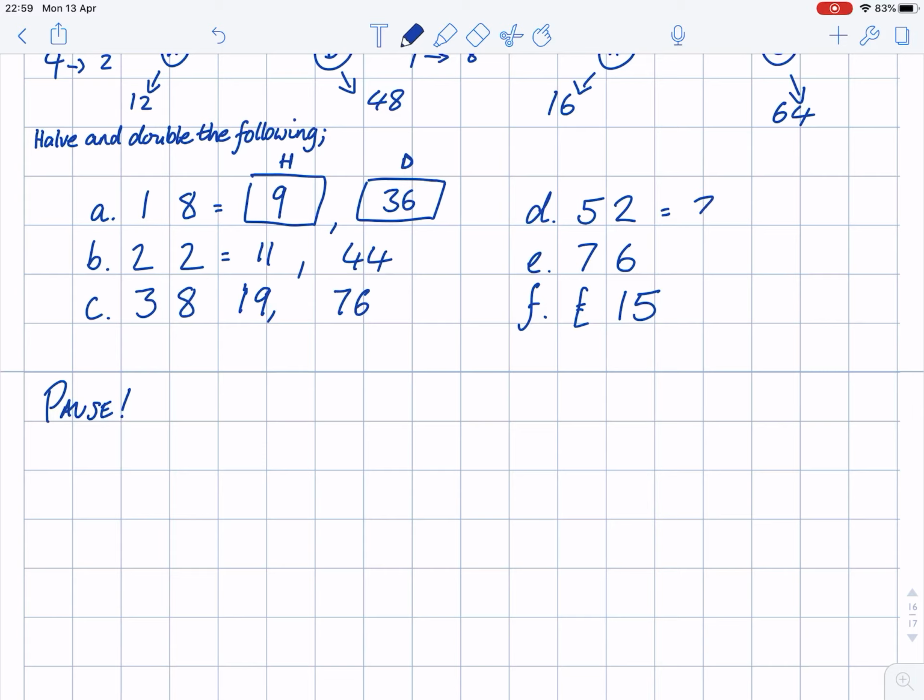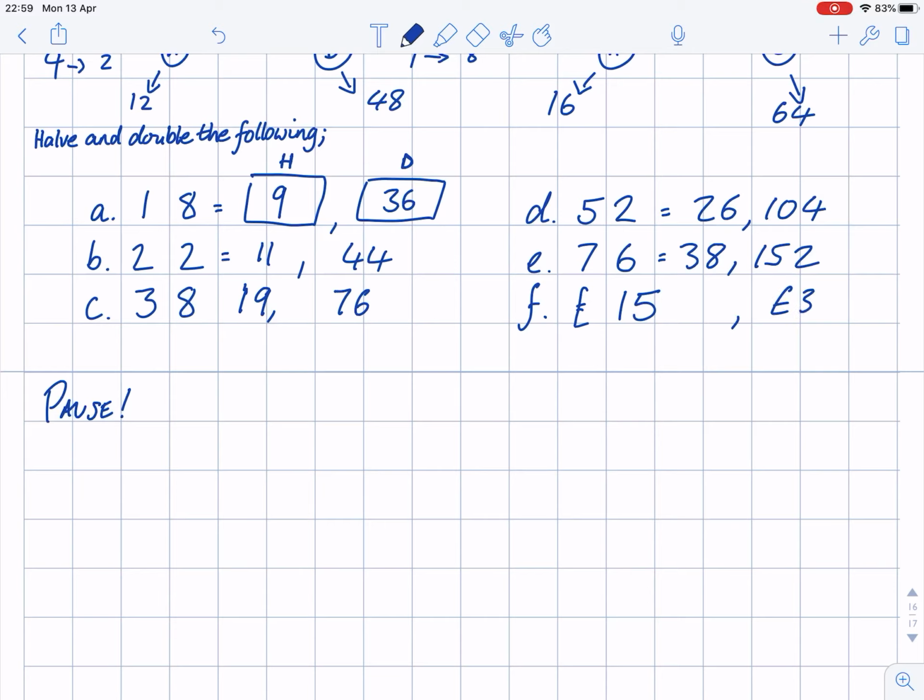Half of 52 is 26. And double it is 104. Half of 76 is 38. Double it, you get 152. And then this last one, okay, doubling it was quite easy. It's £30.